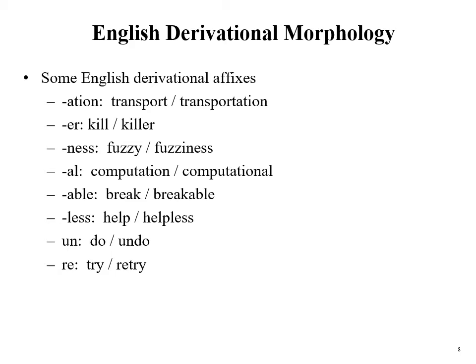When you use the affix al with computation, it becomes computational. When you add able with break, it becomes breakable. Its meaning is different from break. When you add less with help, it becomes the opposite of the word, helpless. When you use un with do, it becomes the opposite of do, that is called undo. When you use re with try, it becomes retry. So this is called derivational morphology.